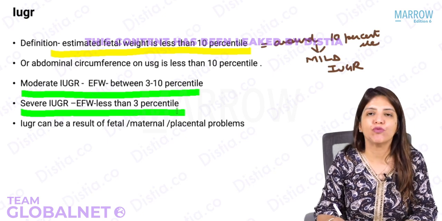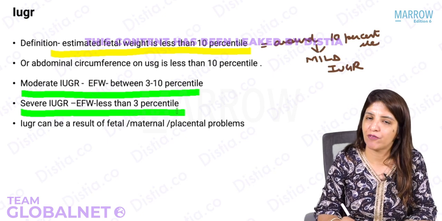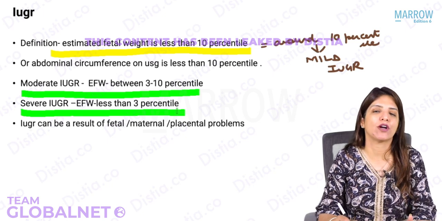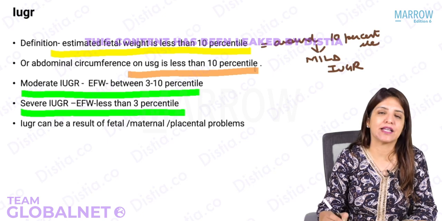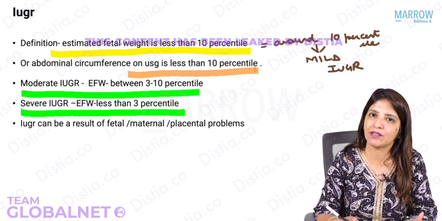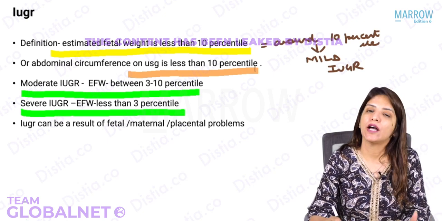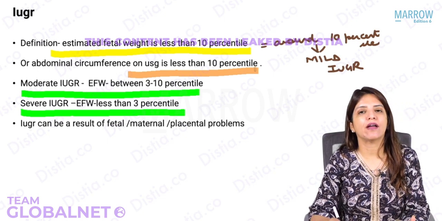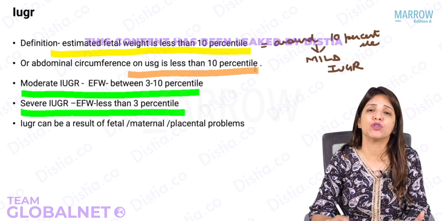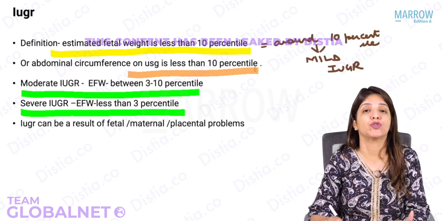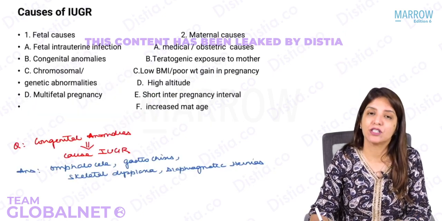The other definition for IUGR, other than estimated fetal weight, is based on abdominal circumference. If the abdominal circumference becomes less than the 10th percentile, then also we say that there is IUGR. Now, the causes of IUGR can be a result of fetal problems, it could be a result of maternal problems, or it could be a result of placental problems.